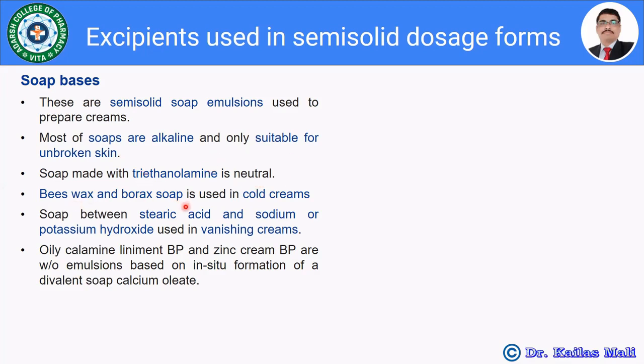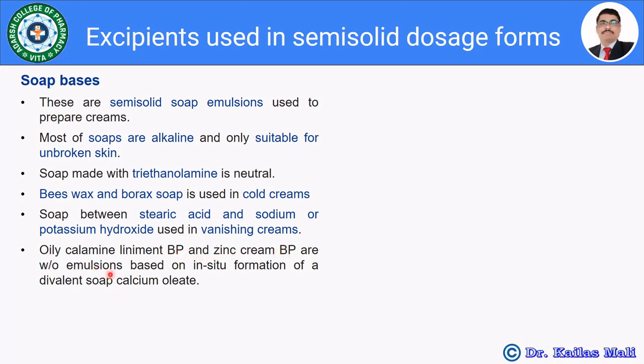The beeswax and borax soap is used to prepare the cold cream. Similarly, the soap between stearic acid and sodium or potassium hydroxide is used to prepare the vanishing cream. So these are the two examples. While preparing the cold cream, generally we use the beeswax borax system as a base. And if you want to prepare the vanishing cream, generally we use stearic acid with sodium or potassium hydroxide, right?